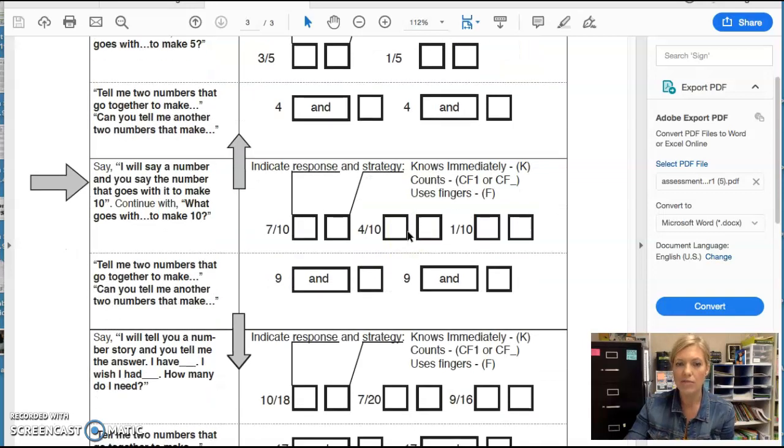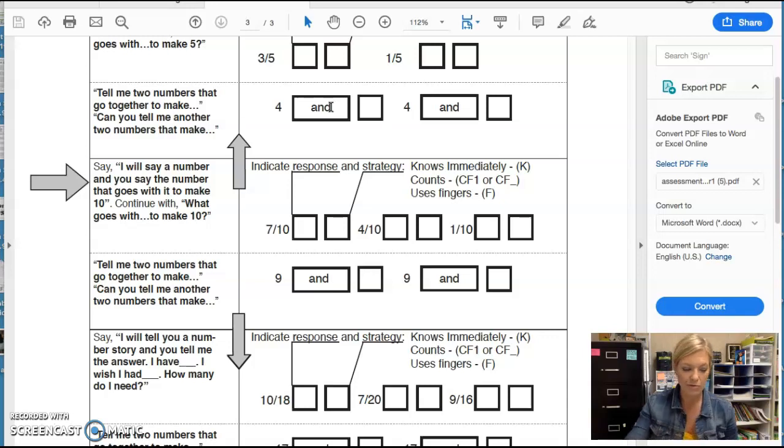Okay, now you're going to flip to that last page. Again, it's broken up just like the other one, where you have within 10 in the middle, above it is within 5, and below it is within 20. So we're making those same decisions. If they're solid within 10, we want to go down the page and check within 20. If they're not solid within 10, we want to go up the page and check within 5.